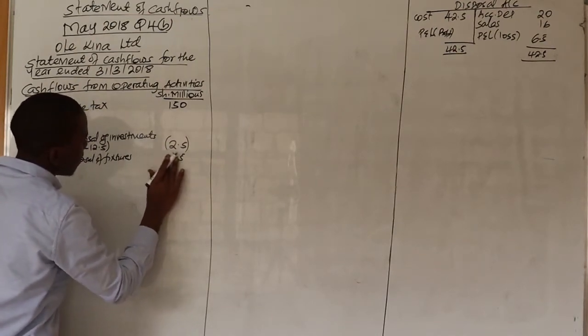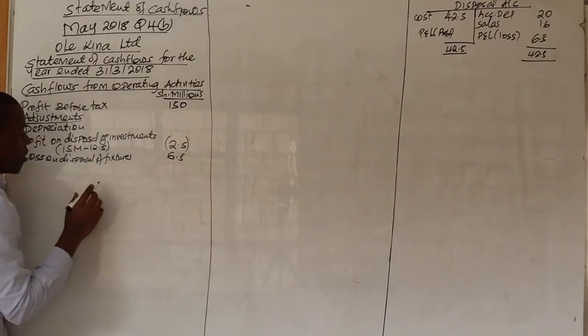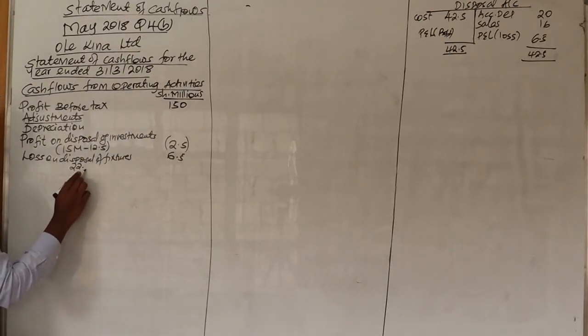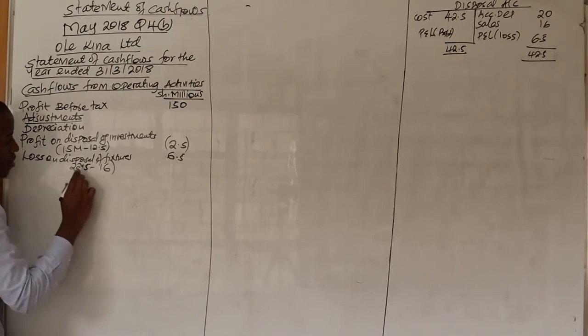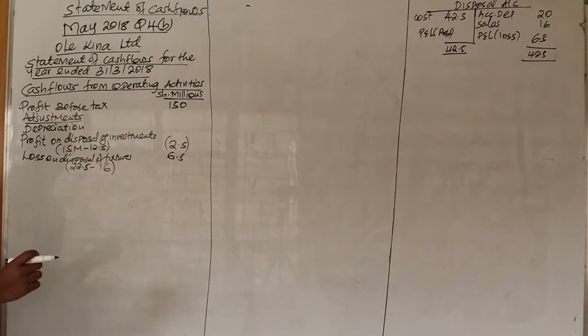Remember, for that one, you will be able to add it as an expense, which you can also get by taking the net book value minus the sales proceeds, which will be the same.